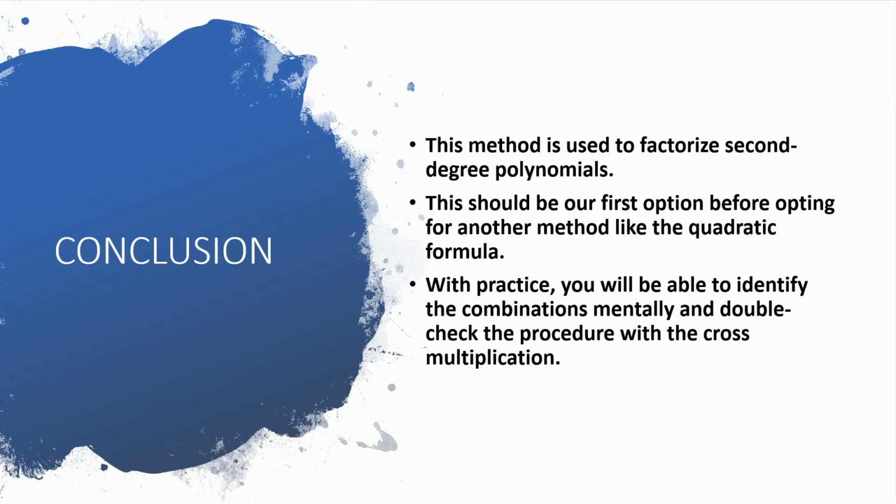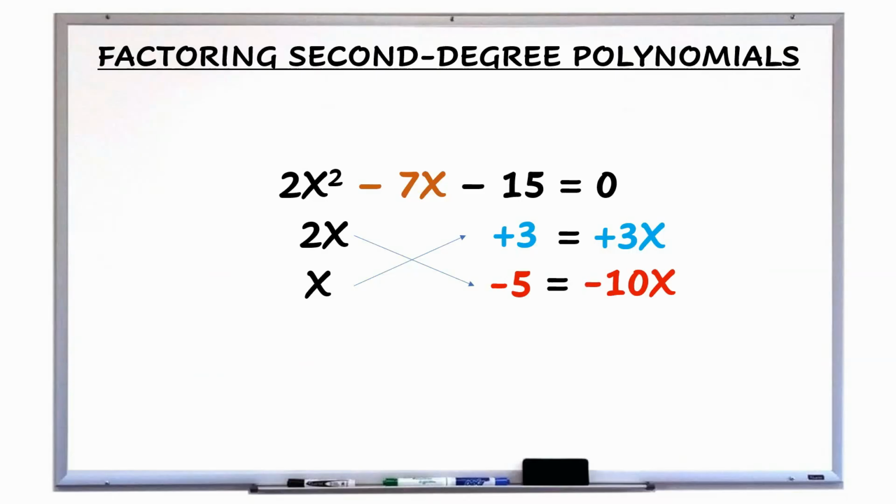So the method that I just showed you is used to factorize second-degree polynomials only. This should be our first option before opting for another method like the quadratic formula. With practice, you will be able to identify the combinations mentally and double-check the procedure with the cross multiplication. If you don't have practice, please do it. And if you don't find the negative 7x at the end of this procedure, that is fine. That means that there is another combination that works better.